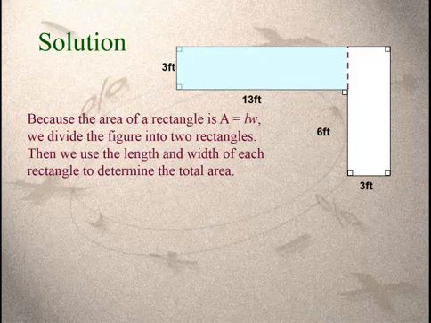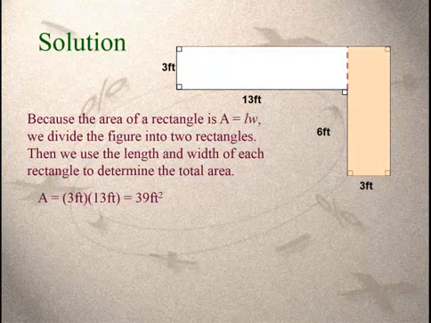So we're going to look at the first rectangle. The length is 3 feet. The width is 13. So we multiply that together. We have 39 feet squared. And remember, area is measured in square units.